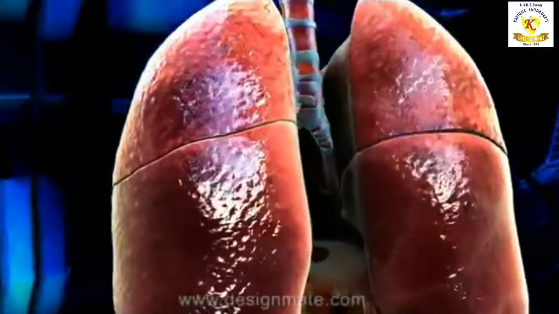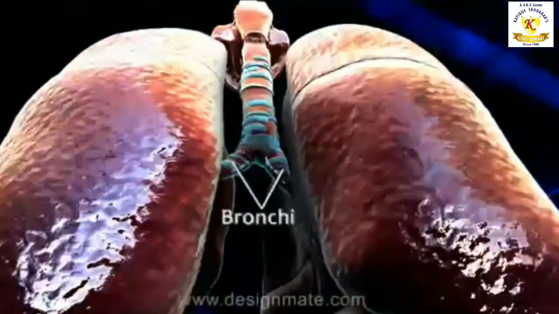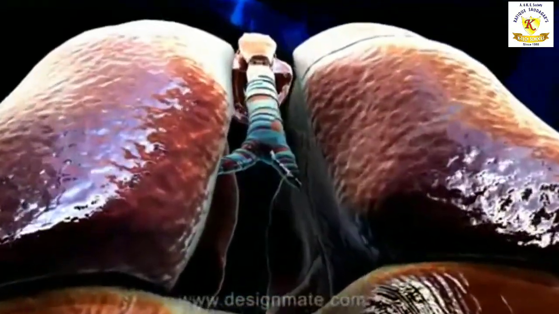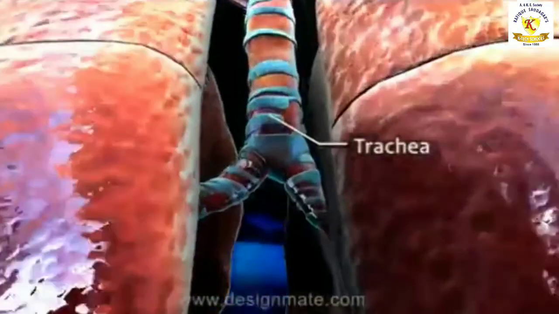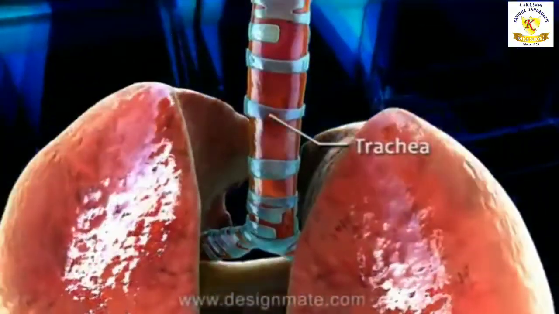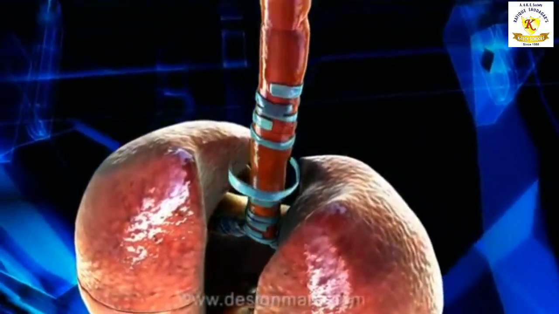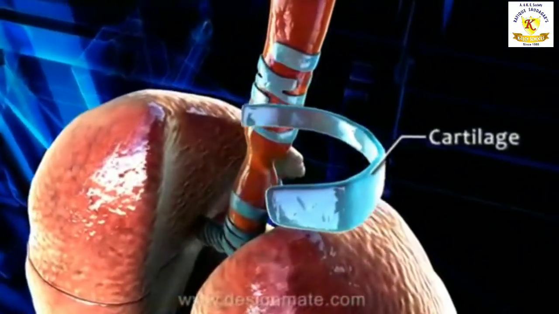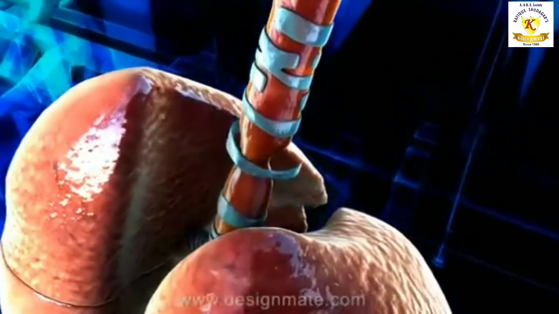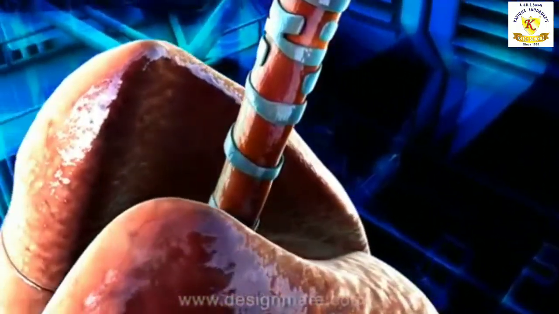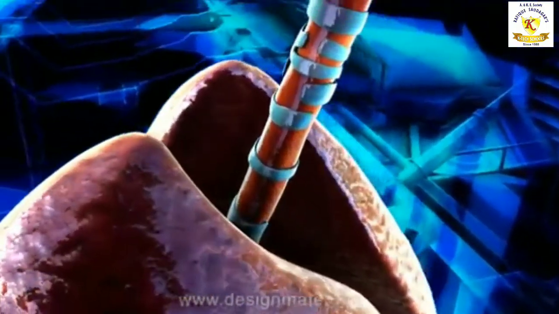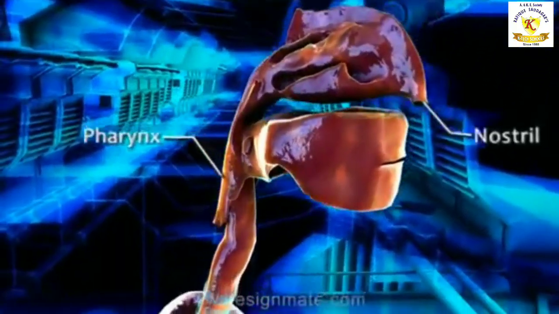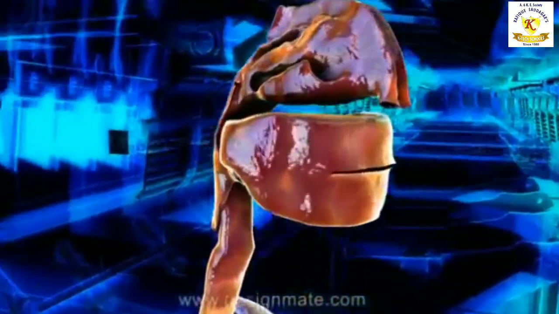Both the lungs are associated externally with small tubular bronchi, which unite and extend into the trachea. The trachea has incomplete C-shaped rings of cartilage which prevent the tracheal wall from collapsing. The trachea leads into the pharynx, which is connected to the nostrils.